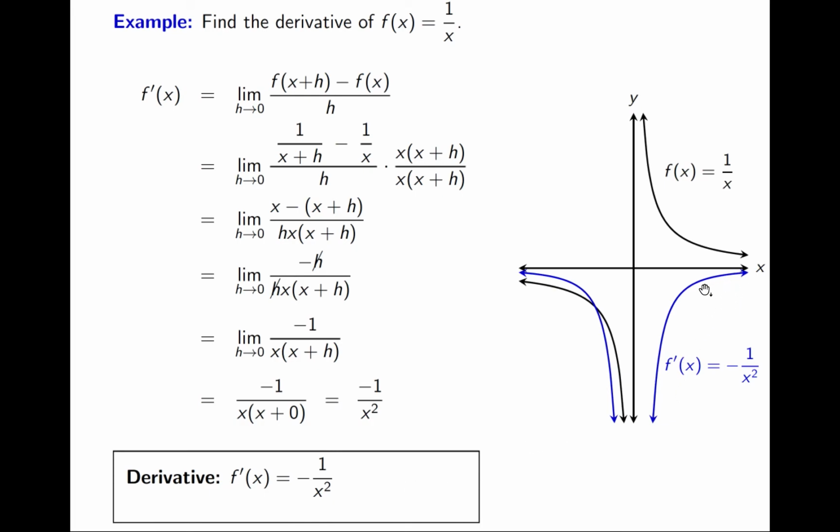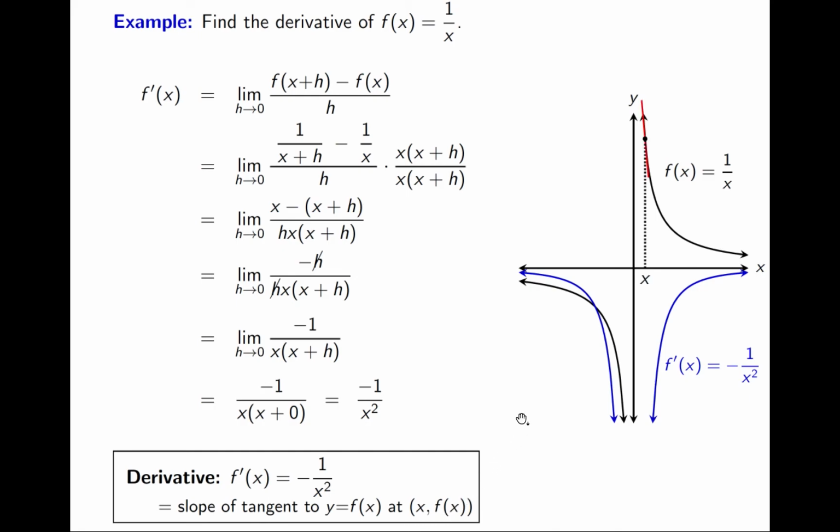And I've got that graphed over here. The graph of negative 1 over x squared looks like this, as shown in blue. It's the graph of 1 over x squared, with which you're familiar, reflected across the x-axis because you're multiplying by minus 1. That's what the graph of the derivative looks like. And remember that this derivative is giving us the slope of the tangent line to y equals f of x, this reciprocal function, at the point x, f of x.